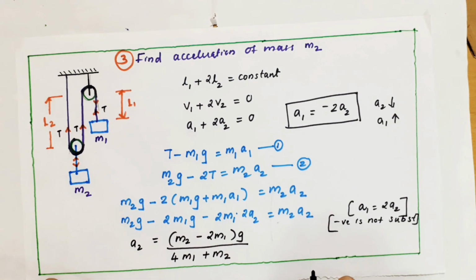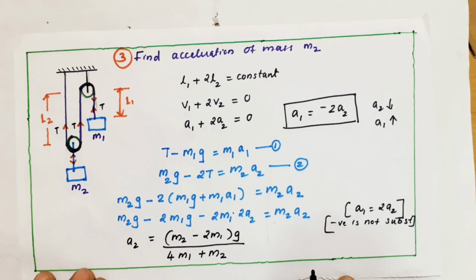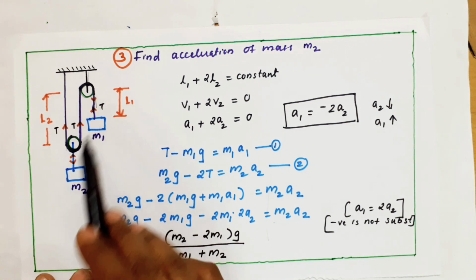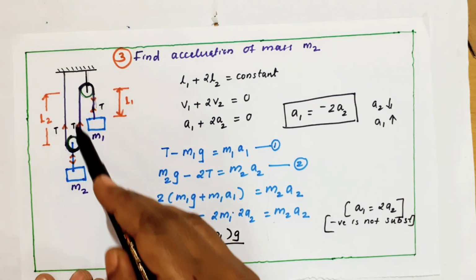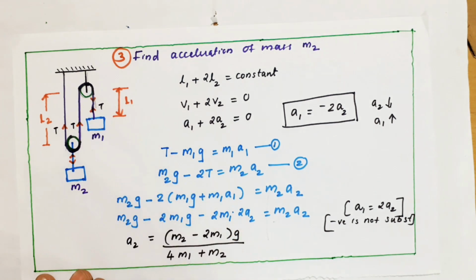Now coming back to another question related to a pulley. See, there are two masses connected with the help of a pulley. This is connected with a string, this is connected with another string, and here also one string is there. So for this type of constrained motion, we take the case of the length first.